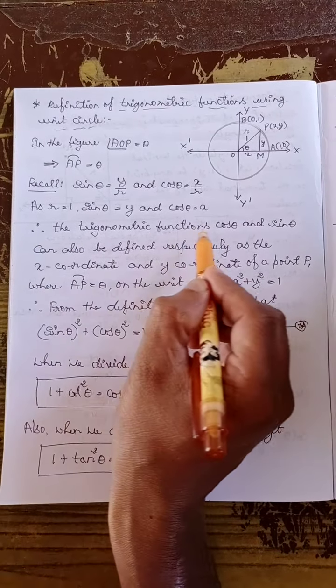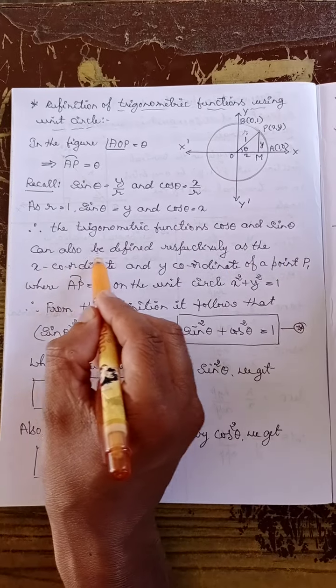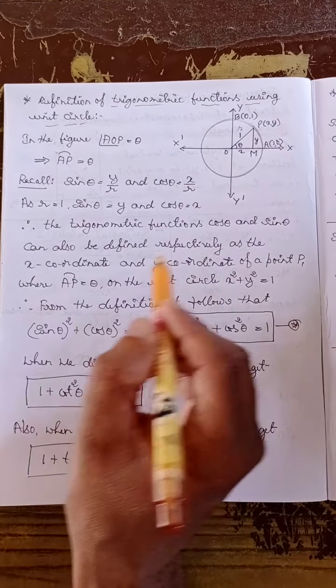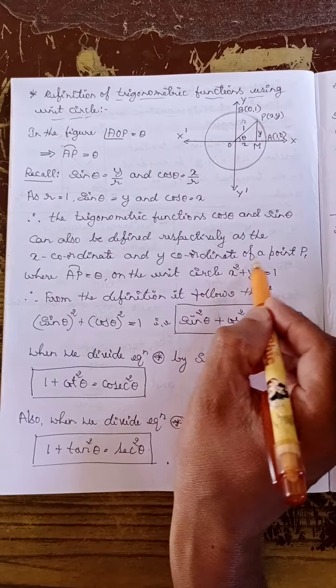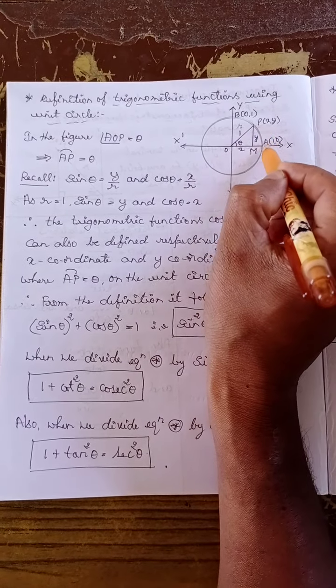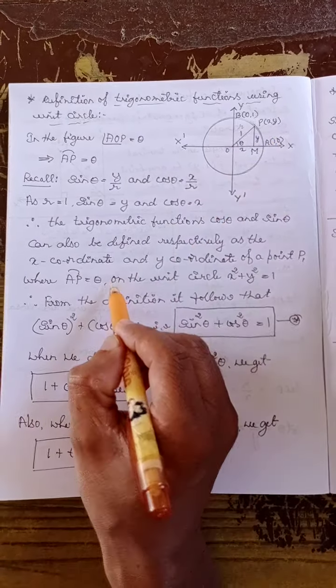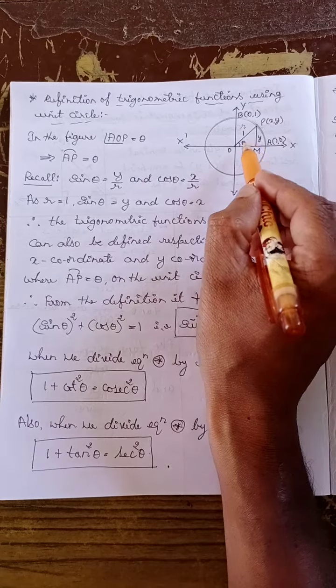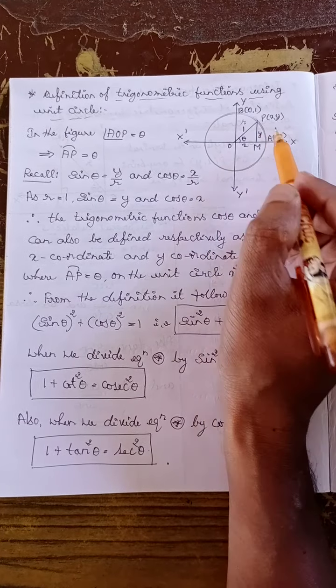Therefore the trigonometric functions cos theta and sin theta can also be defined respectively as the x coordinate and y coordinate of a point P, where the length of the arc AP is equal to theta on the unit circle. The equation of the unit circle is x square plus y square is equal to 1, as we apply the Pythagoras theorem also.